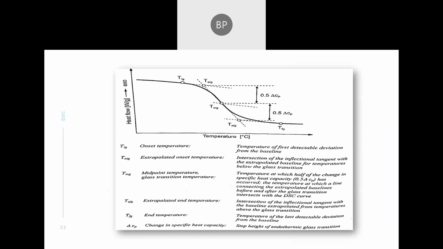Yeah, so this is the glass transition, and Tig is the point where the glass transition starts, and this is defined as the onset temperature. And Tmg is the point where the glass transition is halfway through, and the CP change is 50%. Most of the time, while denoting the glass transition temperature, this Tmg is used. And Tfg is the point where the glass transition ends, and beyond this point we don't observe any glass transition. This Tfg is called the end temperature. And the point where 50% of the delta CP happens is called the glass transition temperature. Next.